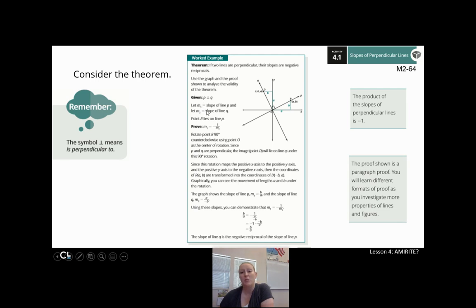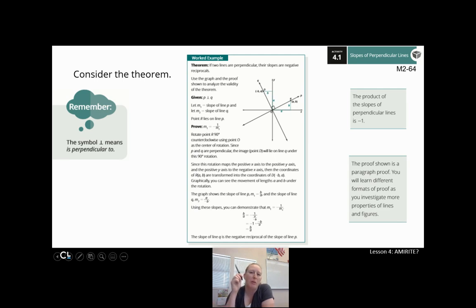And we're going to call M sub 1 the slope of line P, this guy's slope. And we're going to call M sub 2 the slope of line Q, that's this guy's slope. And R is on the line here, which we're going to call AB. So if we rotate P counterclockwise with our origin as our center of rotation, we rotate it 90 degrees onto Q. Since P and Q are perpendicular, the image of point R will be point D, and it's going to be on line Q under this rotation.